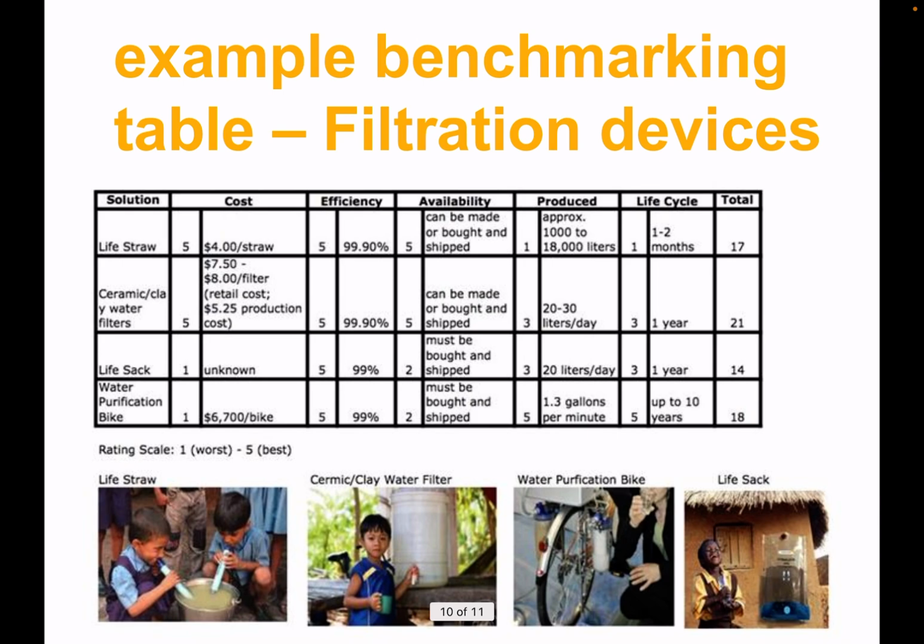And then you can see where those sort of flip-flop when you go under the produced column in the table, where the LifeStraw is actually the worst, number 1, so approximately 1,000 to 18,000 liters. And then, I guess it's over the lifetime of the straw, so over 1 to 2 months. And then for the water purification bike, you can get up to like 1.3 gallons per minute. So that would be the best for the water production from it. So that just shows sort of an example. And you'll be going through an activity in class doing this, where you'll identify certain solutions and then you'll make decisions.